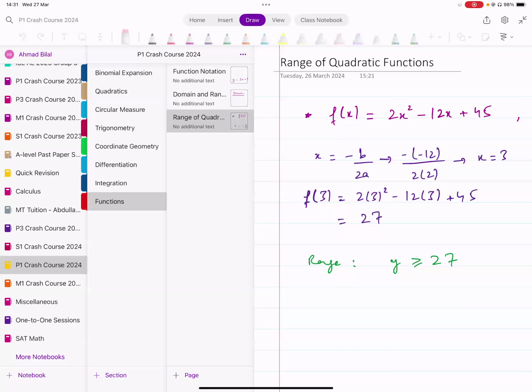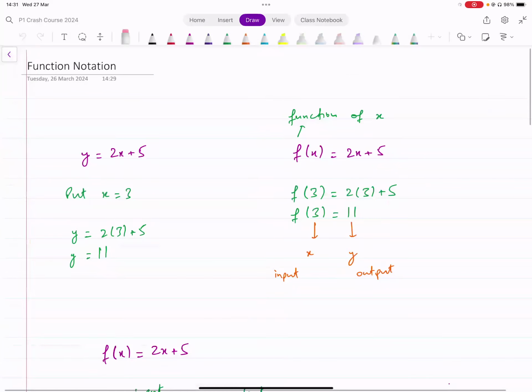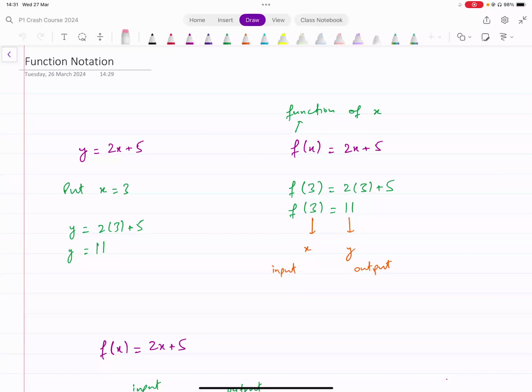Now, let's begin with functions. All right, so what did we start yesterday? We started with function notation, that this is just another way of writing equations like these. If we have y equals 2x plus 5, you could also write it like this instead, f of x equals 2x plus 5, right? Which means it's a function of x. Function of x is defined as 2x plus 5. All right.